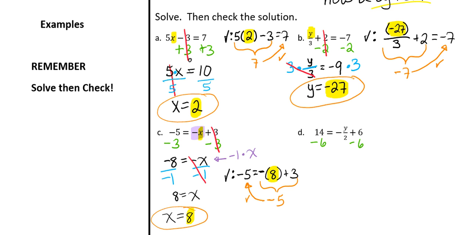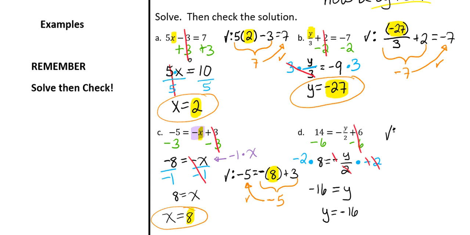On letter D, we have 14 equals negative y over 2 plus 6. And your first step should have been to subtract 6, which leaves us with 8 equals negative y over 2. So now we need to get rid of our division. So we're going to multiply both sides. And this one can be a little bit tricky because of that negative sign. We're actually going to take that with us when we multiply, because that lets us cross off the negative and the 2, so that we can get the y by itself. So we have negative 16 equals y. And again, we can rewrite that as y equals negative 16.